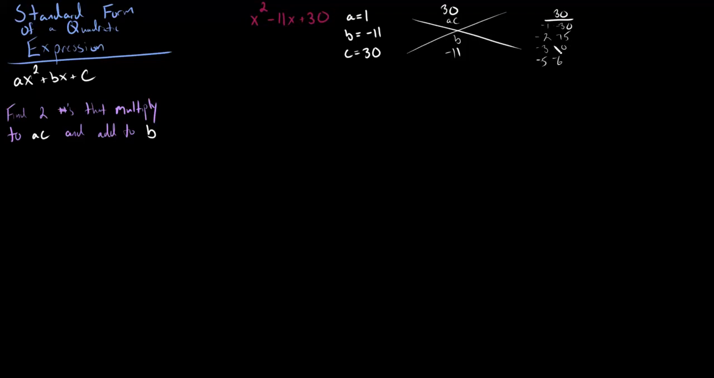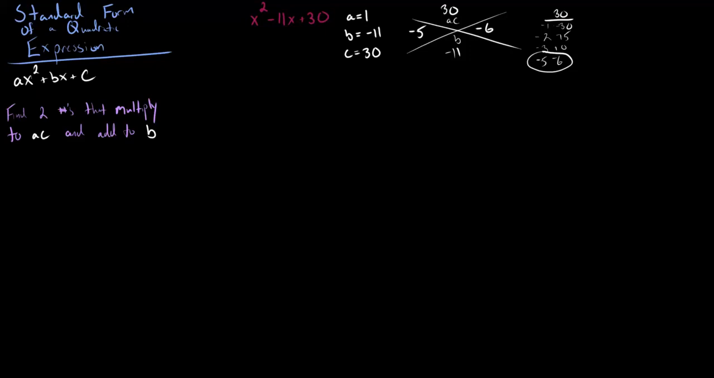And if you look here, negative 6 and negative 5 are those two numbers. Negative 5 times negative 6 gets us positive 30. Negative 5 plus negative 6 gets us negative 11. Okay, so these are the two numbers that we're going to use.